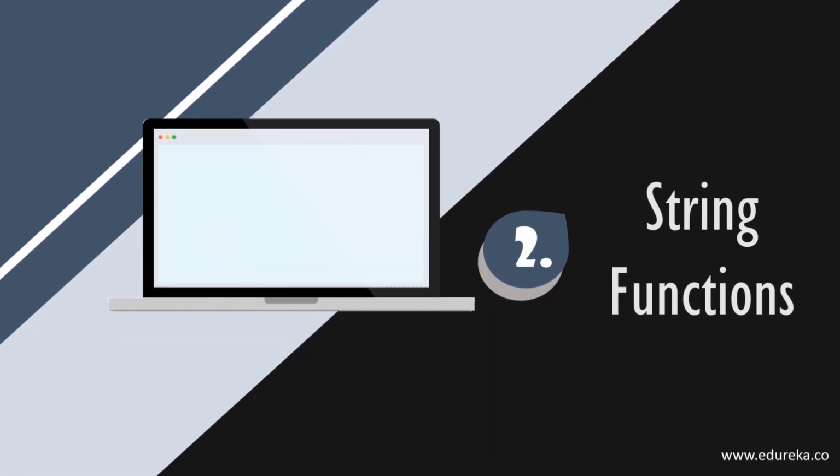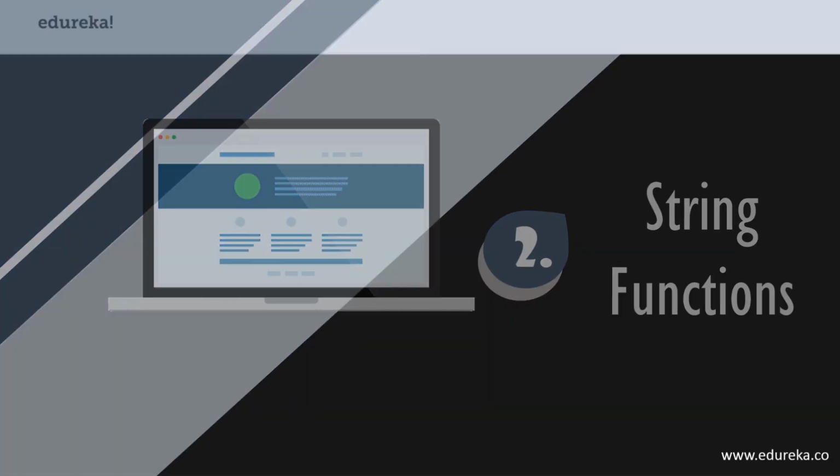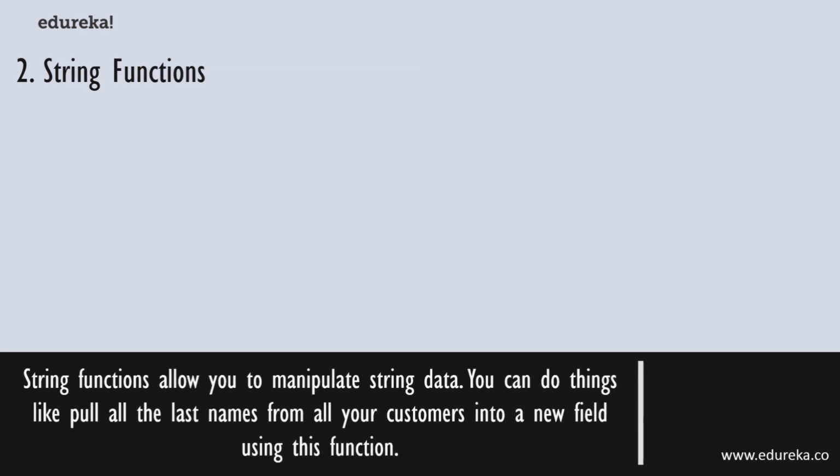The second segment is string functions. Basically, string functions allow you to manipulate string data. Now, you can do all sorts of things with it, like pull out all the last names from your customers into a new field. One member might be, say, Shubham Sinha, and then you can pull out all the customers with the surname Sinha and then put them in a new field using the string functions.